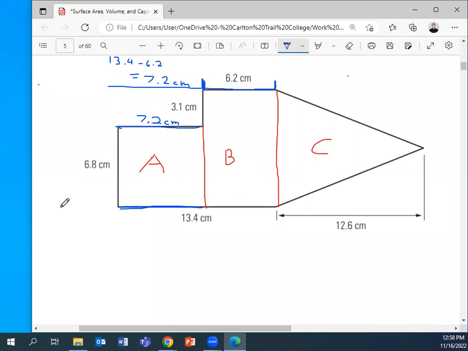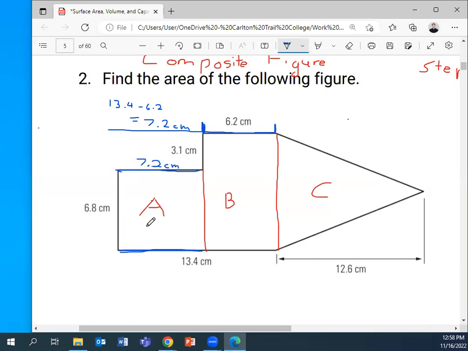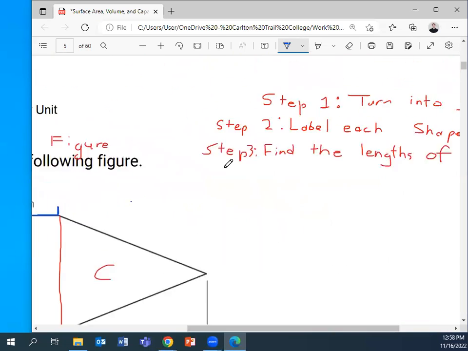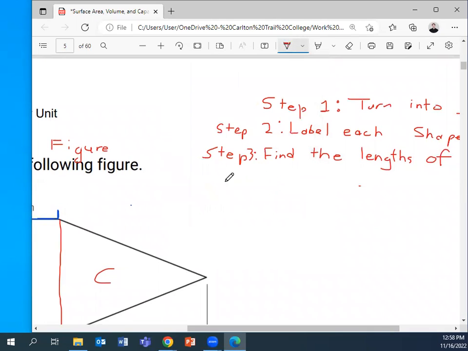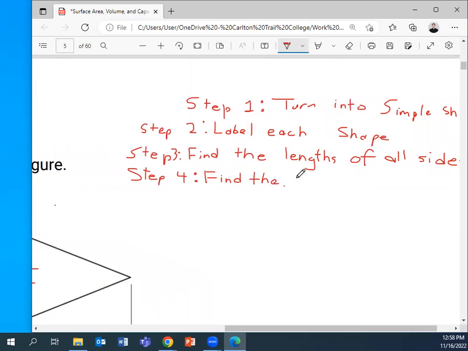But now for shape A, I now do have my dimension. So let's quickly do that. So let's do step 4 now, which is find the area of each shape.